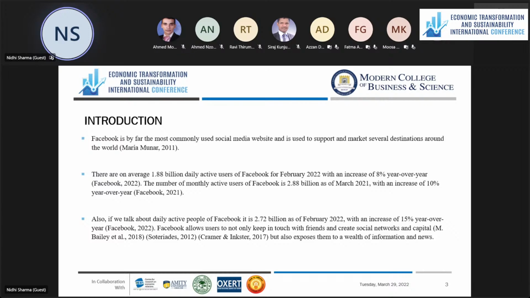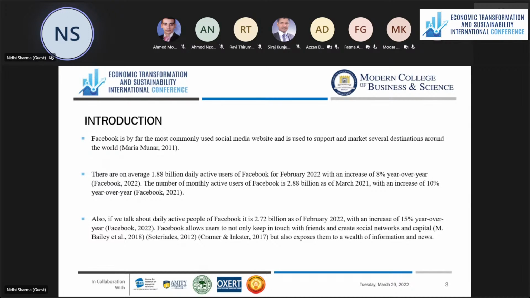So Facebook is by far the most commonly used social media website and is used to support and market several destinations around the world. Users' comments will reflect the efficacy of social media posts through Facebook posts because it encourages word of mouth among users. Facebook is seen as a medium for addressing customer service concerns as well as a tool for viral marketing.